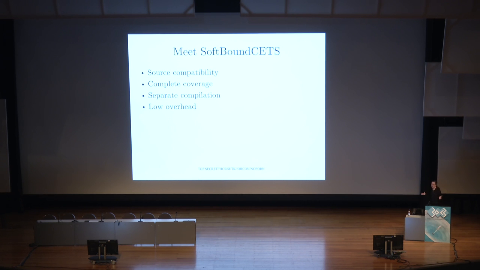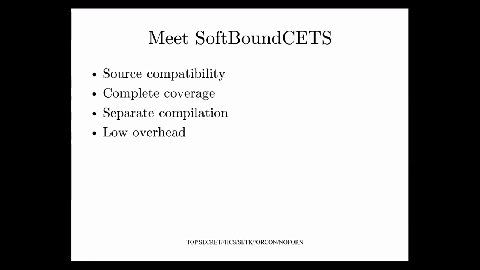The advantages you get is source compatibility. With some of the competing projects, you had to start modifying your C code in order to get it to compile with the tool. It gets complete coverage. It actually gets 100% of your memory safety problems and catches them. It supports separate compilation, so you can compile a library and link it against your main executable like you're used to, instead of having to compile all your C code at once. And it's got a low overhead.